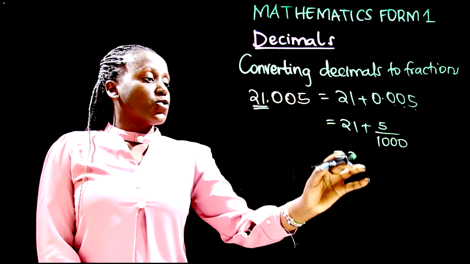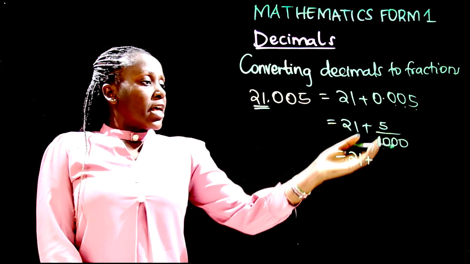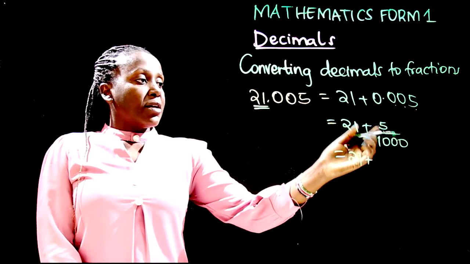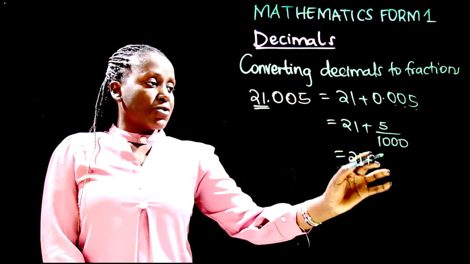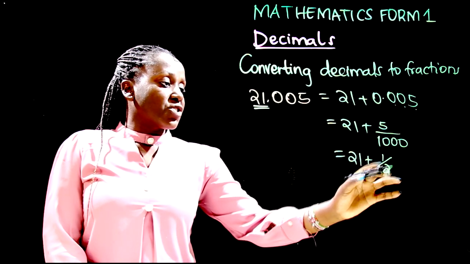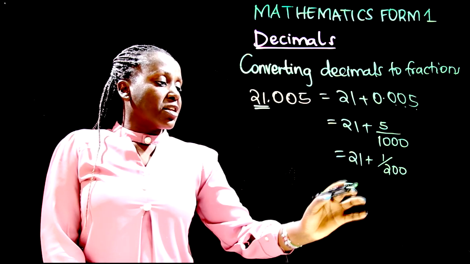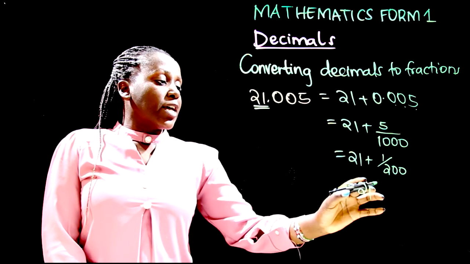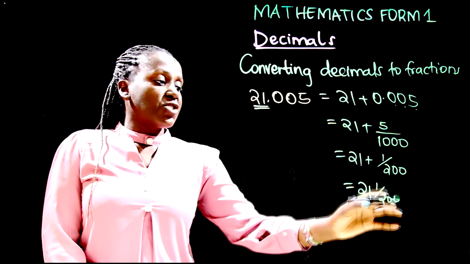So this will be equal to 21 plus, these 2 can be simplified. 5 divided by 5 is 1. 1,000 divided by 5 is 200. So when you add these, you get 21 and 1 over 200.